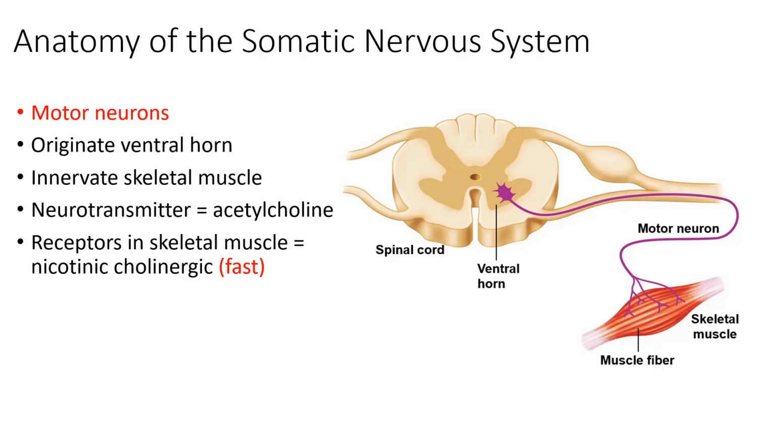One receptor, one neuron. So there aren't two neurons the way that we see in the autonomic system. There's only one. It's called a motor neuron. There's only one neurotransmitter, it's acetylcholine, and there's only one type of receptor. It is a nicotinic cholinergic or a fast receptor.